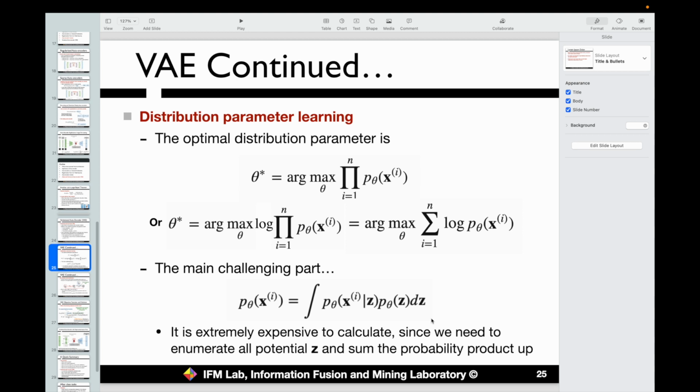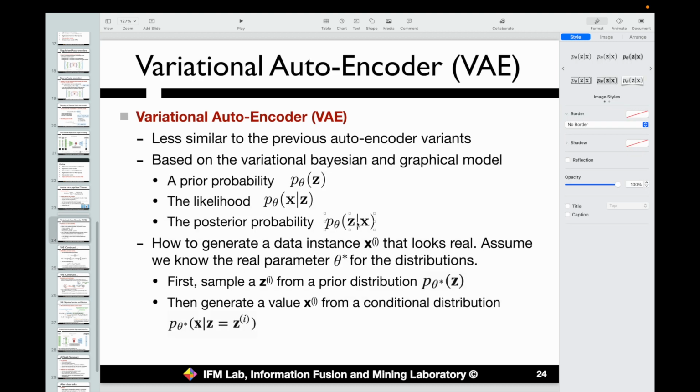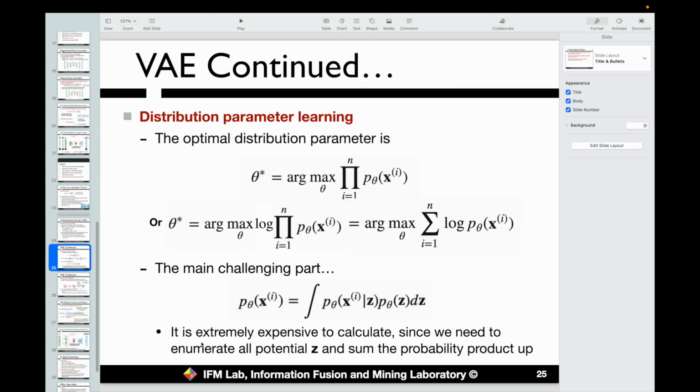So then do we have any other ways to solve this problem? Do we always have to enumerate all the potential z's so we can calculate this px distribution? Someone probably says, can we just sample some z's out? Then how can we sample these z's? You may have this in mind: can we just sample some z's out according to this distribution, and then utilize this z for calculating this term, and then further optimize the term to compute this theta star?